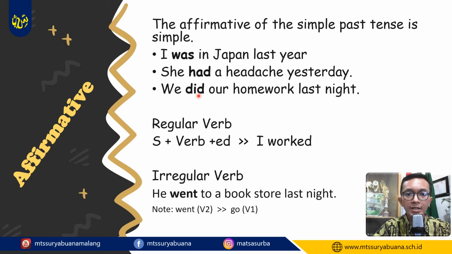Starting from the first sentence, I was in Japan last year. Here you can see the bold word was. Why do we use was here? Because the time signal here is last year. It means that this activity already happened in the past, last year, tahun lalu. The second reason why we use was rather than another verb is that in this sentence there is no base verb, right? So we have to use was. I was in Japan last year.